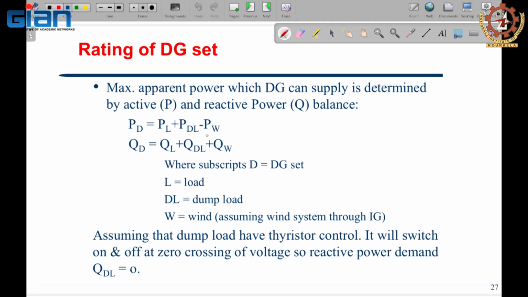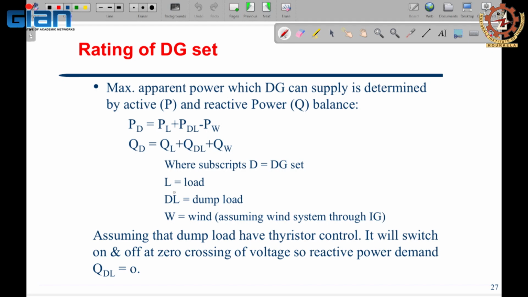Wind power will also supply the real power, so that will be subtracted. Even if you have, say, photovoltaic, you can subtract that. So depending upon the different renewable power generation, you have the suitable equation for the real power.